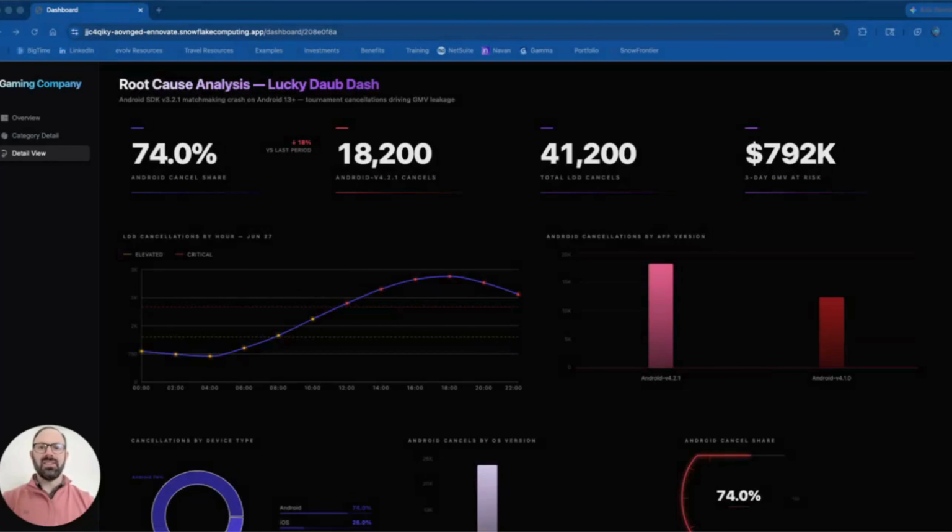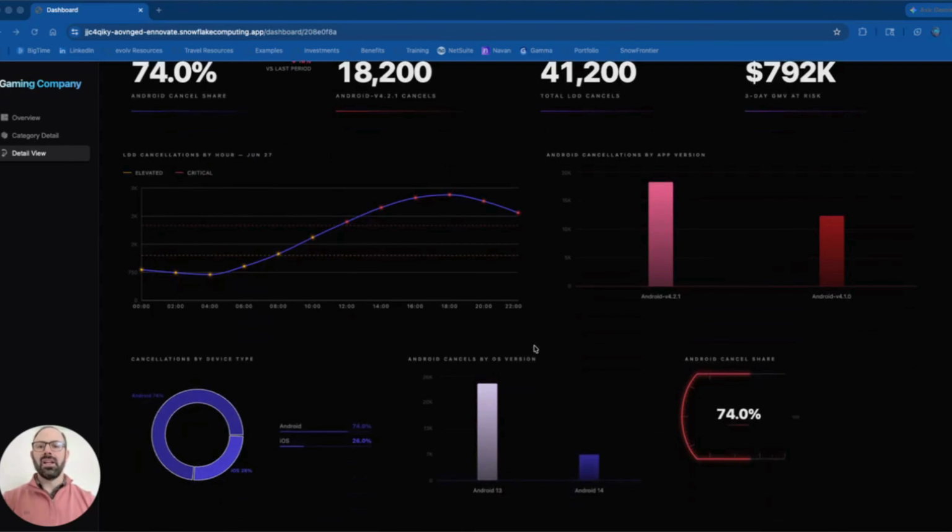At the top, you can see the impact hasn't changed. Most of the cancellations are still concentrated on Android, with a significant amount tied to a single version. If we look at the trend over time, you can see this isn't a one-time spike. It ramps up and then it stays elevated. Now down here is where it really comes together. Breaking it down by app version, one release is clearly driving the majority of the failures. And when we layer in the operating system data, it's concentrated on Android 13 and above.